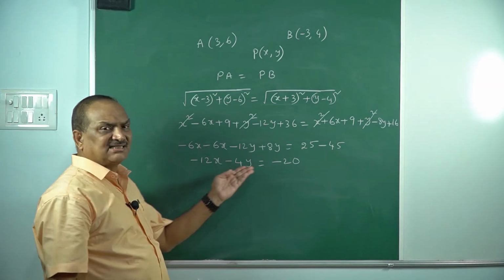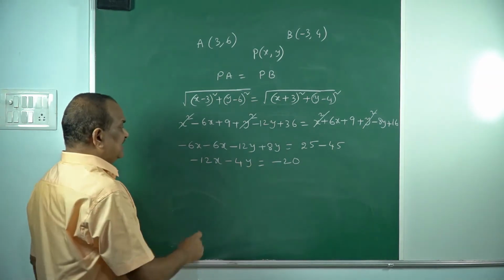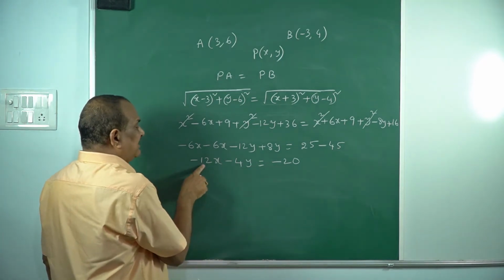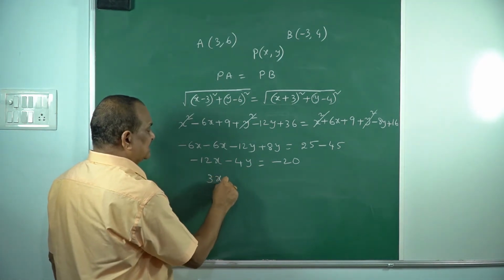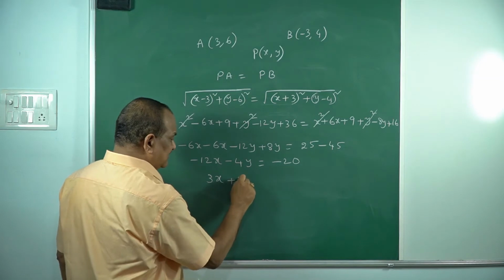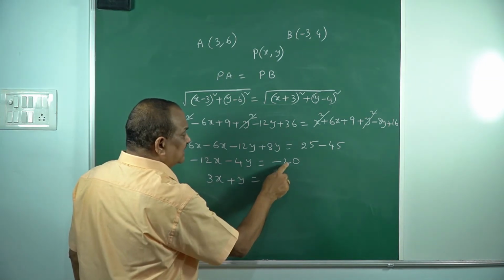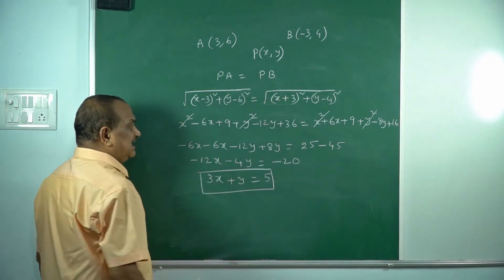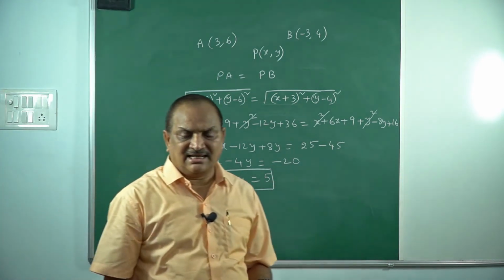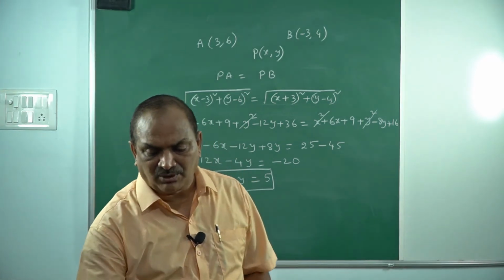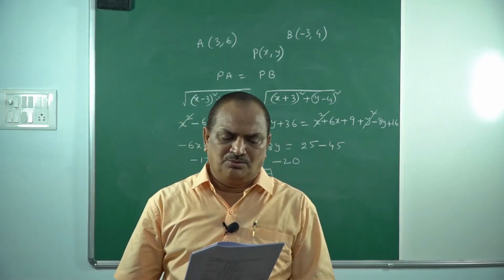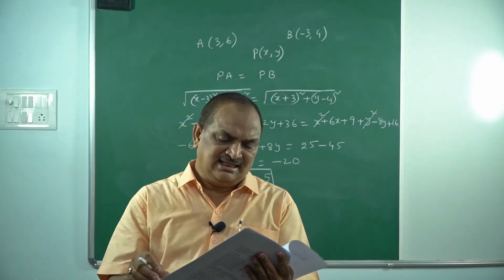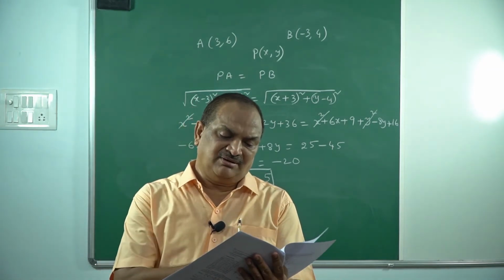I can change the sign throughout so that it looks better. In fact, 4 also is a common factor in all of them. Come on, divide this by minus 4, 3x. Divide this by minus 4, plus y. Divide this by minus 4, 5. So this is the relation between x and y. Okay, and that is our exercise 7.1. And I go to derive the section formula, and then we work out 7.2.